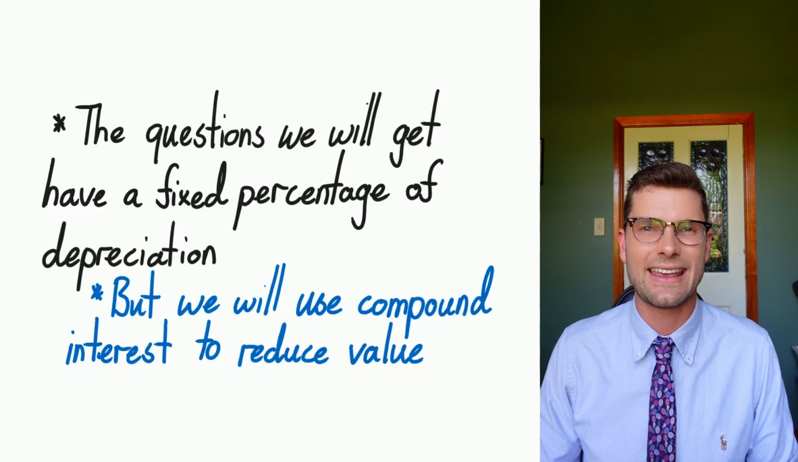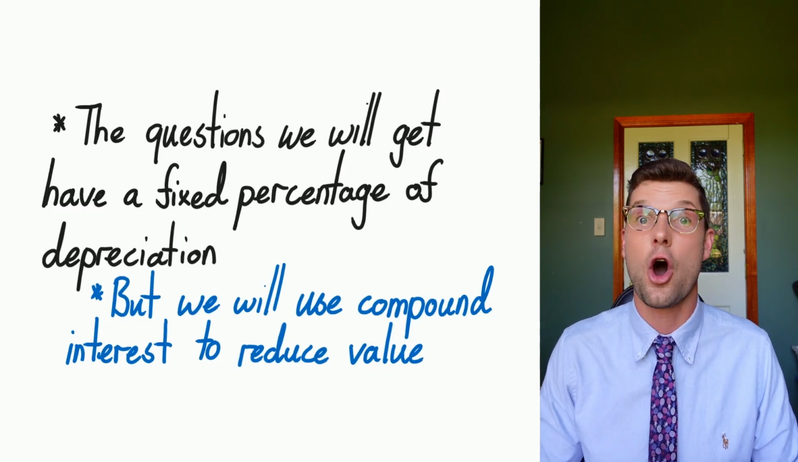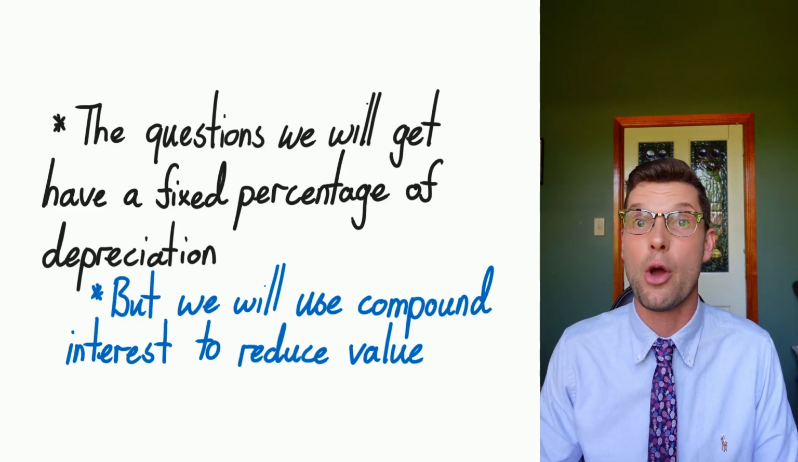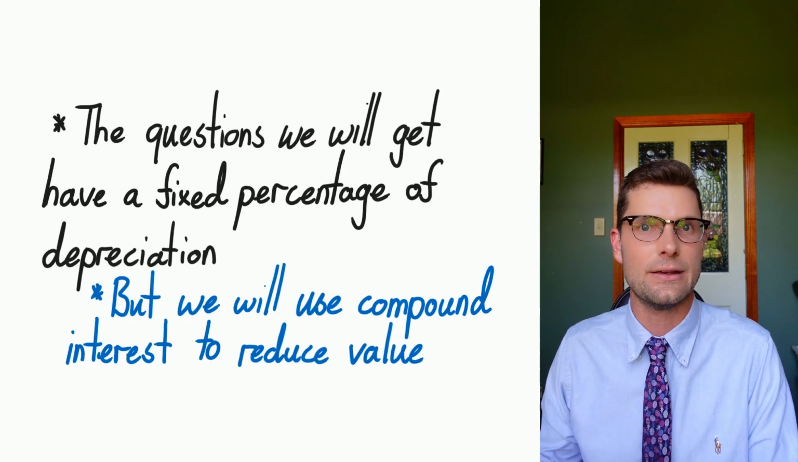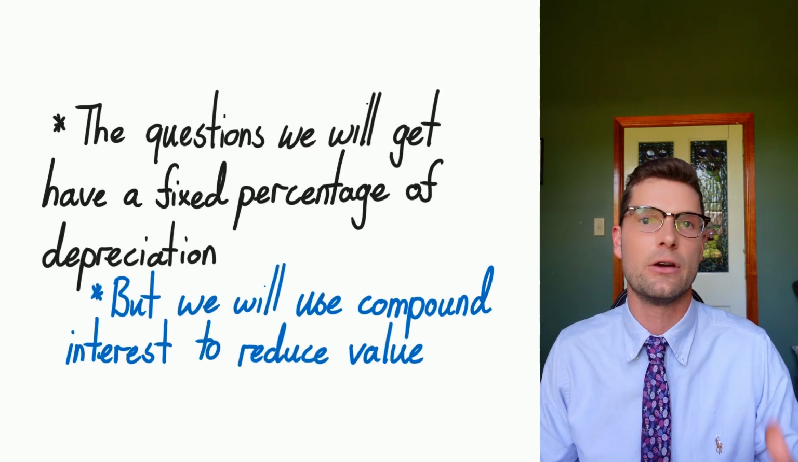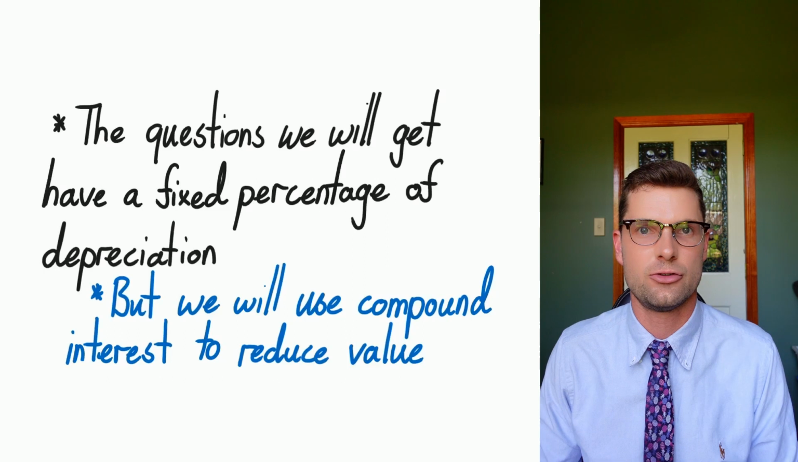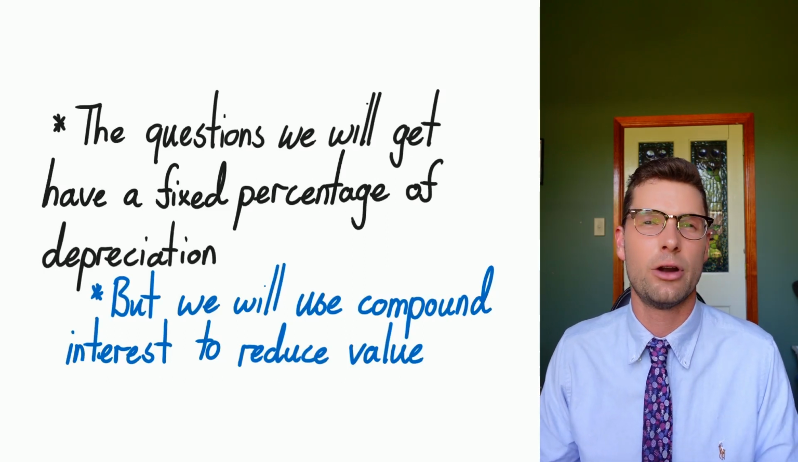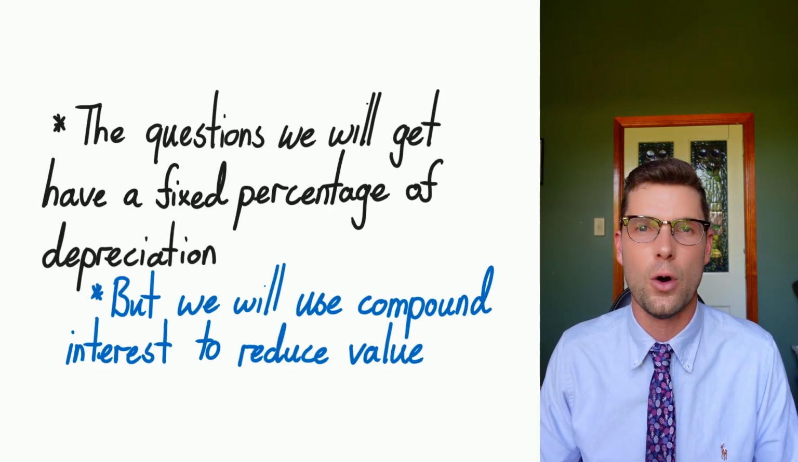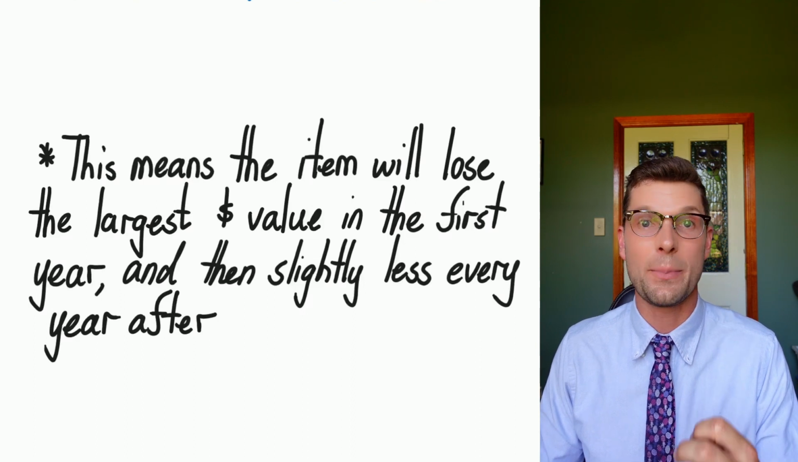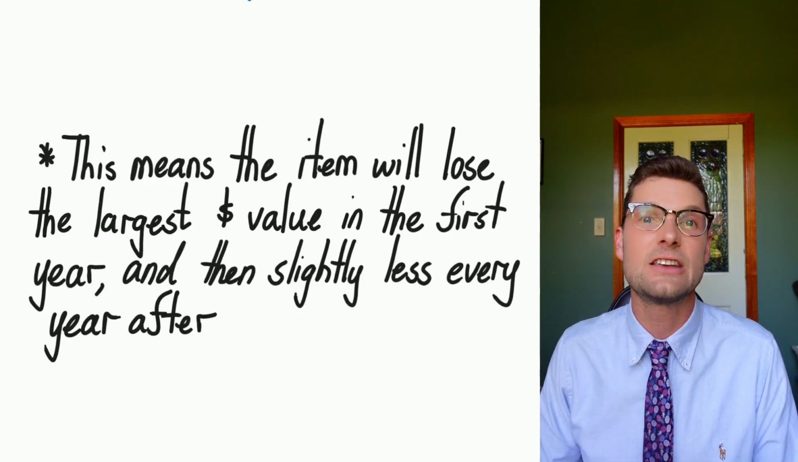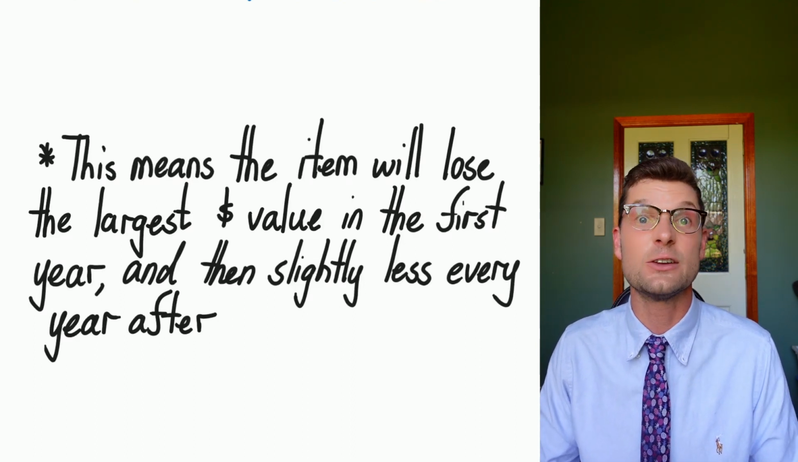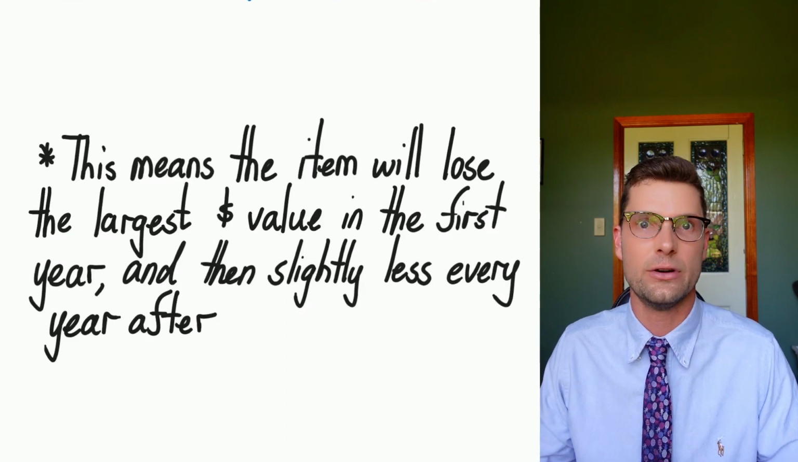So the questions that we're going to get have a fixed percentage of decrease. So like 8% per annum, compounded yearly. But because we're changing the principal every year, it becomes a compound interest question, not one of our straight line depreciations that you might have looked at before. What this means is that the biggest drop in value in physical dollars is going to happen in the first year, because that's when your item had the highest principal.